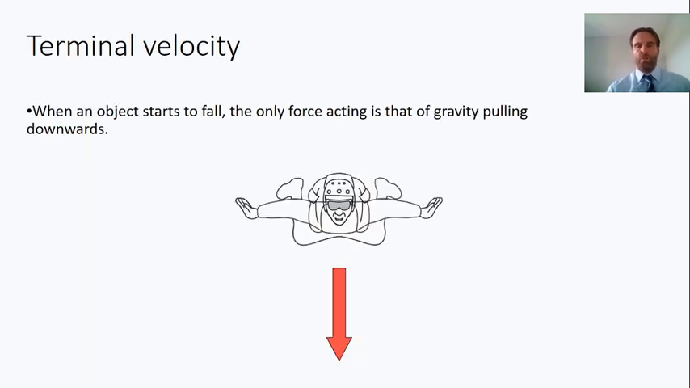So we're going to use an example of a parachute jumper. When he falls out of the plane, he's going to accelerate very, very quickly. So he's going to go from 0 speed to a high speed in a very short period of time. And that's because the only force acting on him is gravity. And gravity is an acceleration. So it's pulling him down, increasing his velocity.